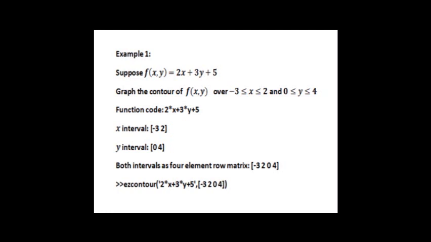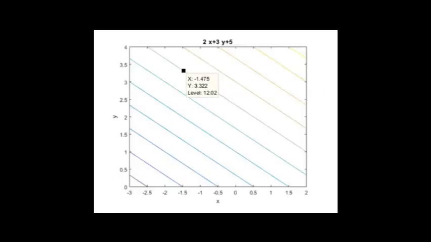First x, then y. Then go to the MATLAB command prompt, enter ezcontour, then the first input argument, the functional code, comma, then the interval description as a four-element matrix, then press enter. MATLAB responds with the figure as shown on the screen.